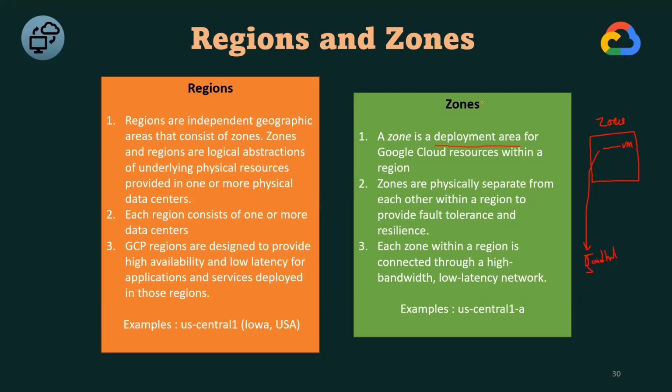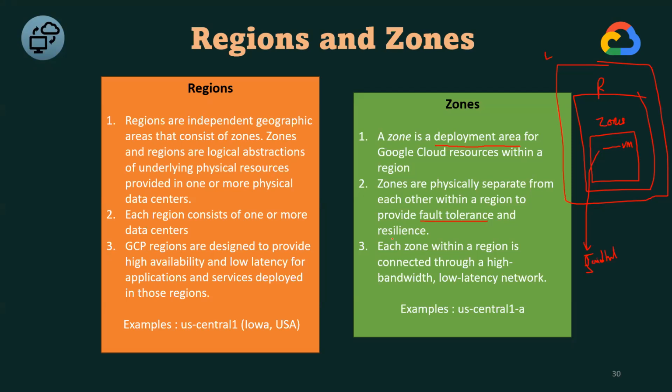Okay, so that is what a zone is. A zone is called a deployment area for Google Cloud resources within a region. So all of this comes under a region, all of this comes under a location. That is how it is. So zones are the deployment areas. Zones are physically separated from each other within a region to provide fault tolerance and resilience.